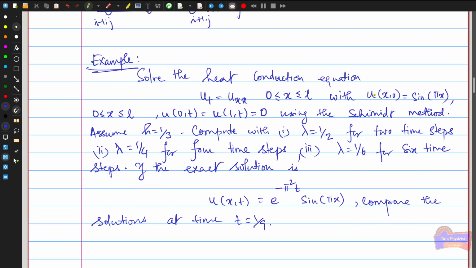Whatever the equations given, the heat conduction equation given, you can solve it using the Schmidt or explicit method. So in the next video, I will explain how to solve the heat conduction equation using the Crank-Nicolson method. Okay. So stop here, and if you have any doubts, then we can clarify in the online class. Okay. Thank you.